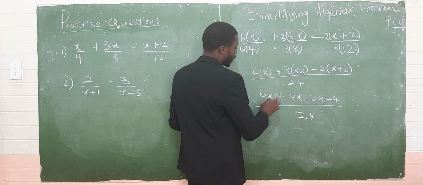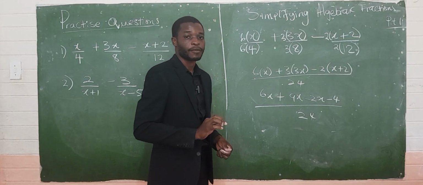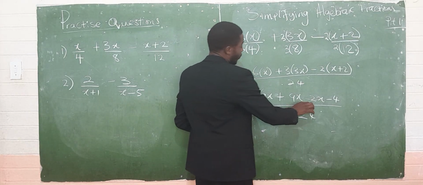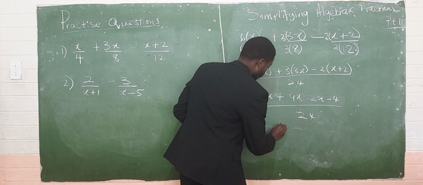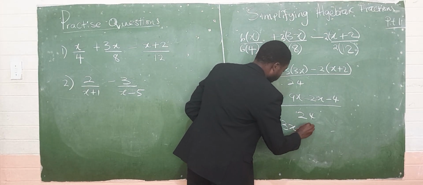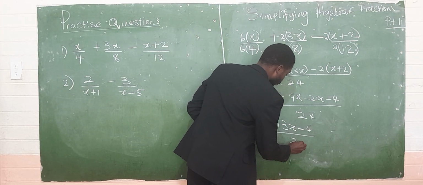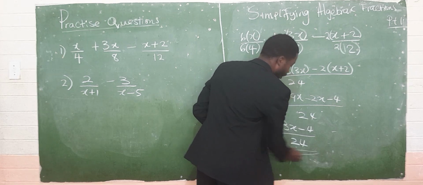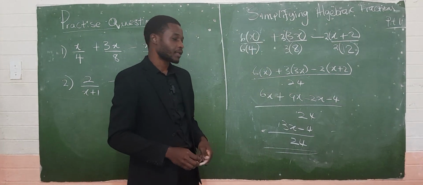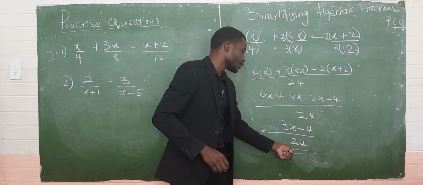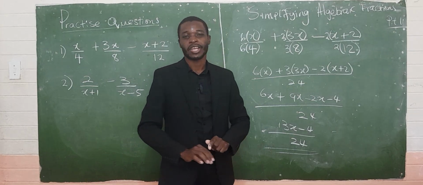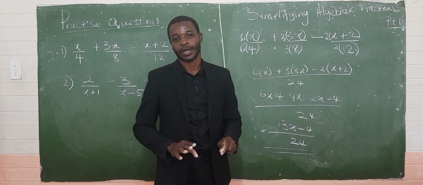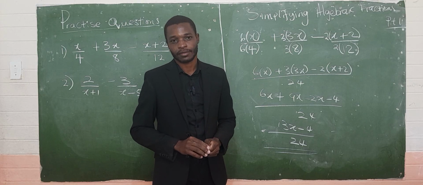That's 6x plus 9x. We should be able to get 15x, and minus 2x, that should be 13x. So we have 13x minus 4 over 24, and you're done. Please don't try and reduce anything here. When you get to this point, you are done. Just leave your answer like that and you're okay.